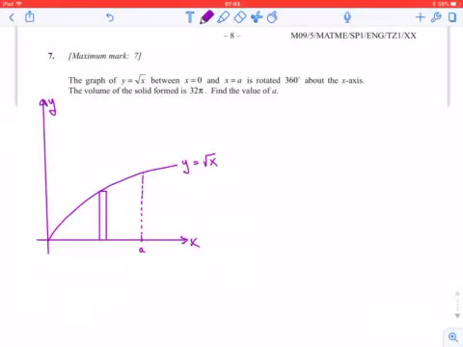So this is an IB question from 2009, and it involves volumes of revolution. I want to show you a little bit about how it works. I have drawn out some of the information that's given in the question.